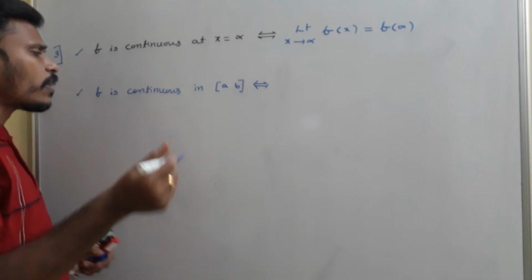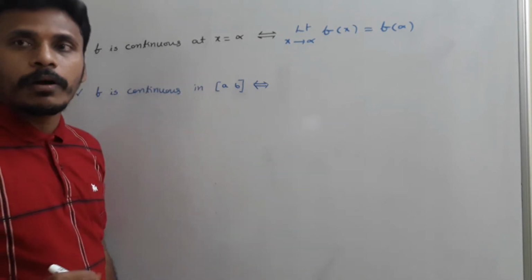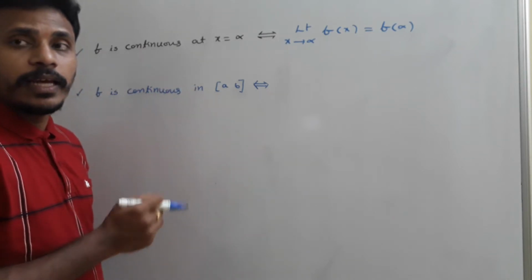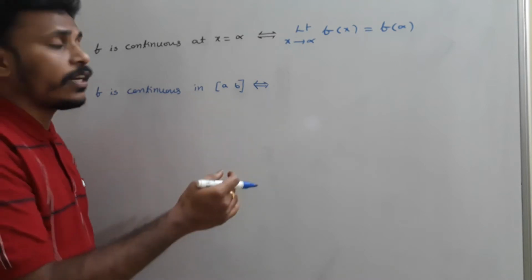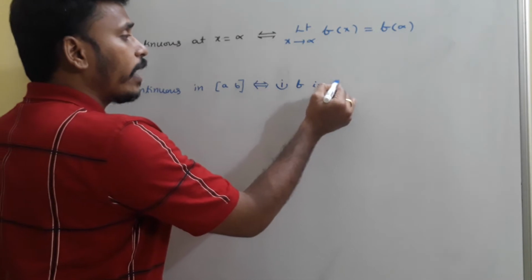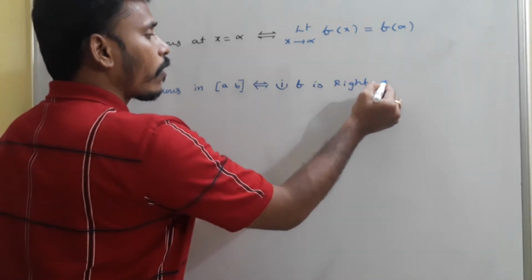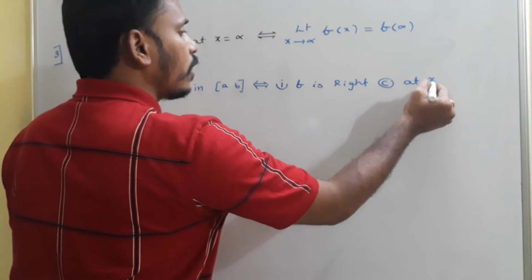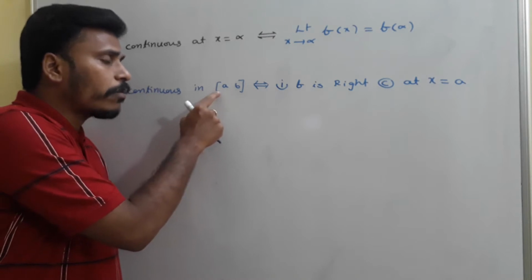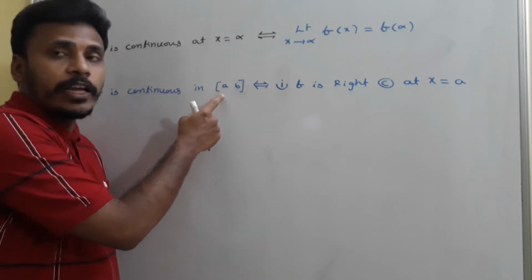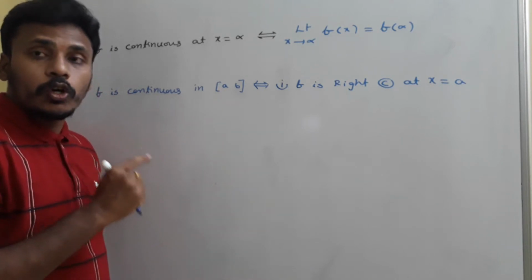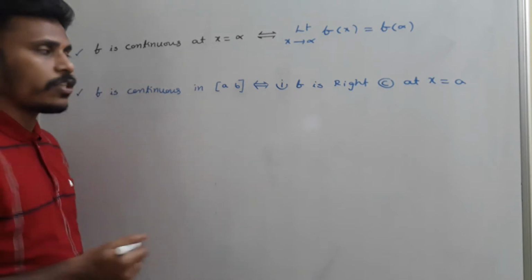And now the function is continuous in the interval a comma b. So if f is continuous in the interval a comma b, then f must be continuous in three different situations. Among those, the first one is f is right continuous at x equals a. Why? Because the interval is from a to b. That means we don't have values in the interval on the left side of a. We only have values on the right side of a.